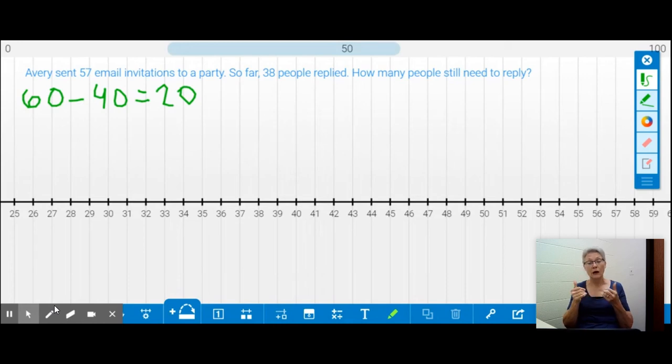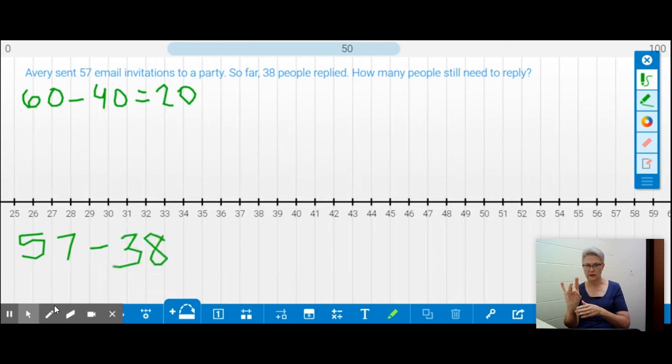Now I can go ahead and solve to see how many people still need to reply. That equation is 57 minus 38, because 57 invitations were sent and 38 people have already replied. The strategy that I'm going to use is a number line. I'm going to start at 57 and see how much I have to take away in order to get to 38. An easy way for me to do this mentally is to take away groups of 10.